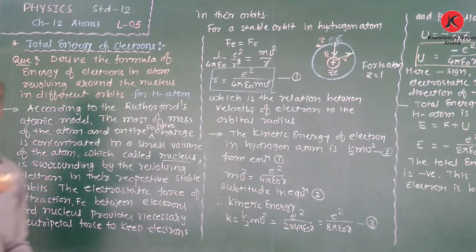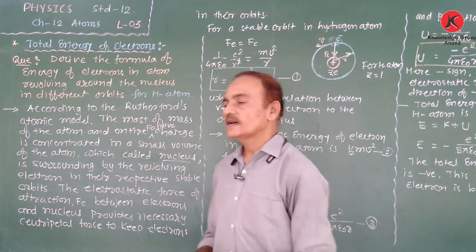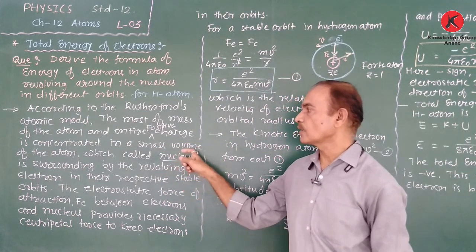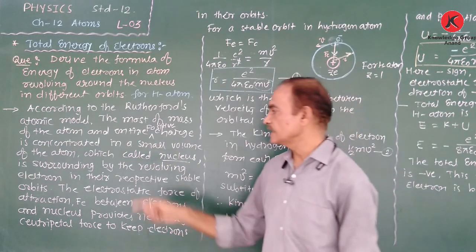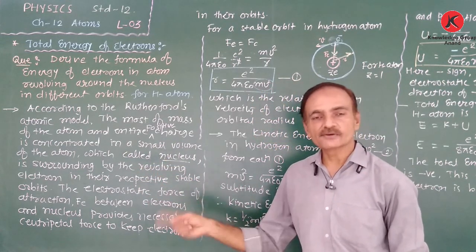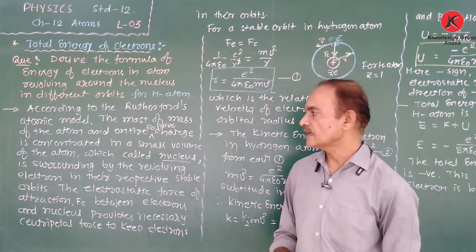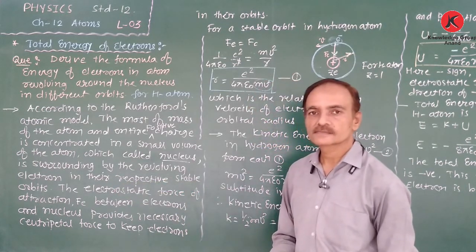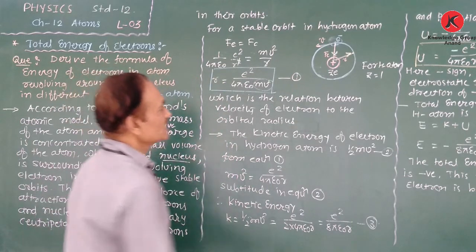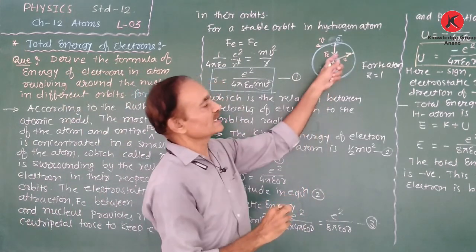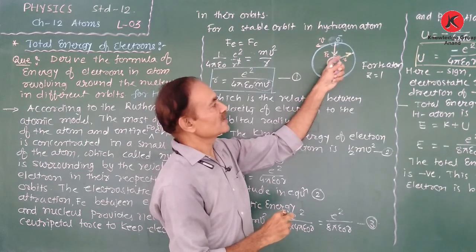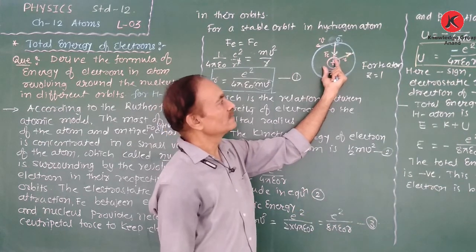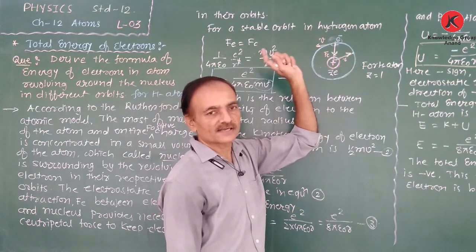So first, according to Rutherford's atomic model, the entire positive charge and most of the mass of the atom is concentrated in a small volume of the atom. This small volume is known as the nucleus. This nucleus is surrounded by revolving electrons in their respective stable orbits. Right? Like this way, there is a small central volume that is known as the nucleus. The entire positive charge and most of the mass is concentrated in a small volume, while the electrons are revolving in circular orbits.